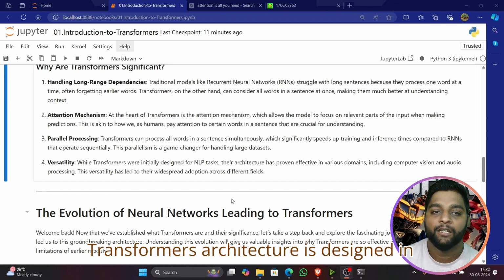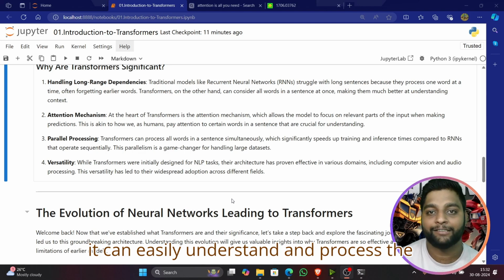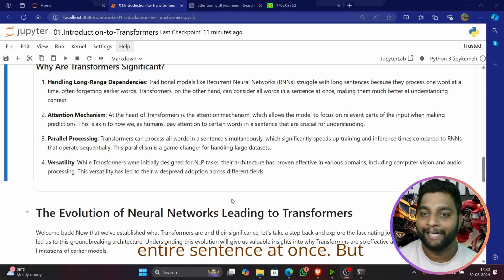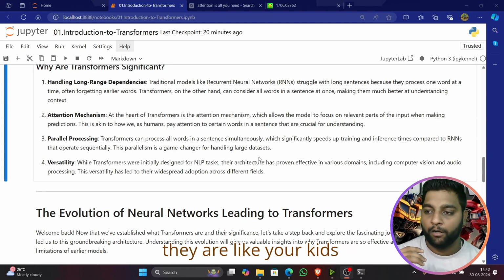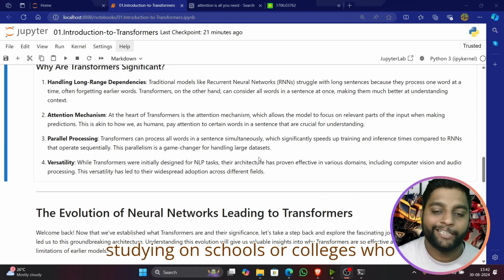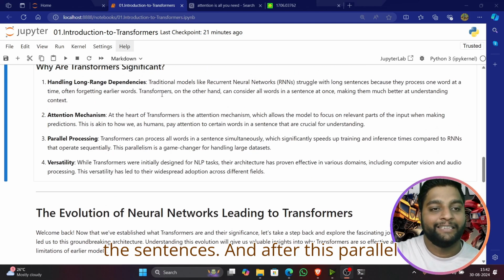Transformers architecture is designed in a way like our human brains. So it can easily understand and process the entire sentence at once. But these RNNs and LSTMs are like kids studying in schools or colleges who have great difficulty understanding sentences.